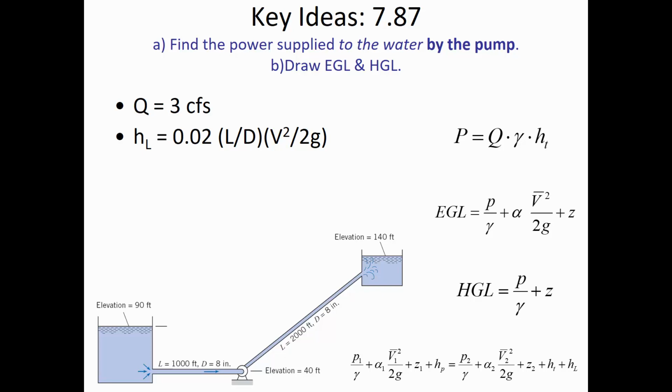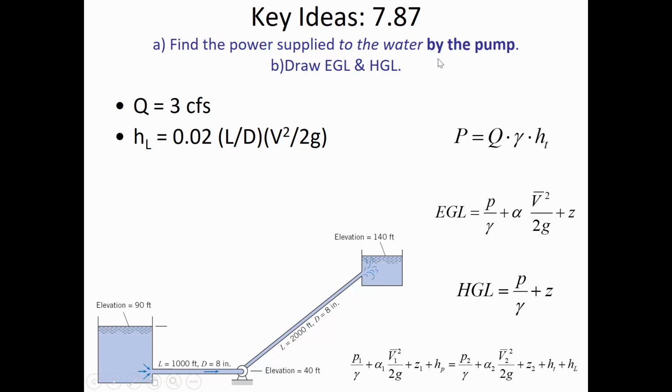You can just add up the total length and have the diameter, and you're going to need to convert the diameter from inches to feet for the units to be all consistent. And of course, you're going to need to determine the velocity through the pipe using V equals Q divided by the area. That's how you'll determine the velocity through the pipe.